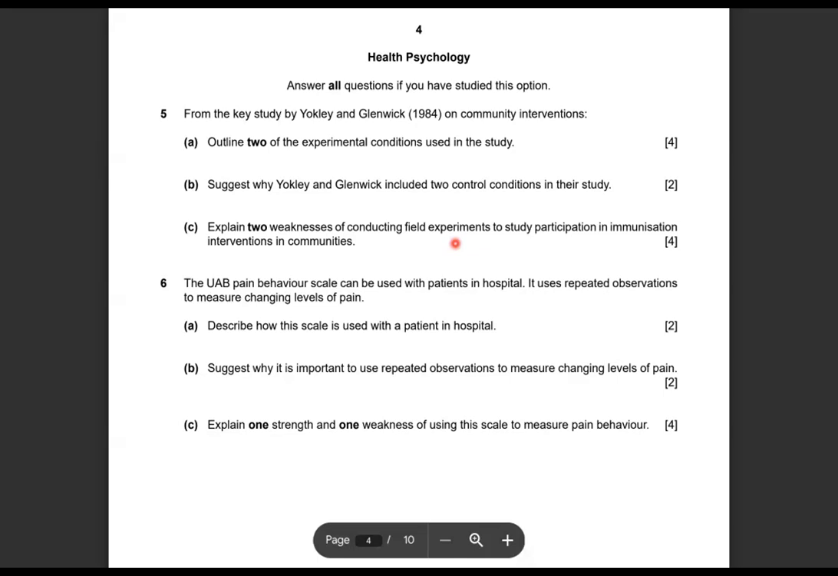For example, in this study, some participants, some families refuse to take part in the study actively.